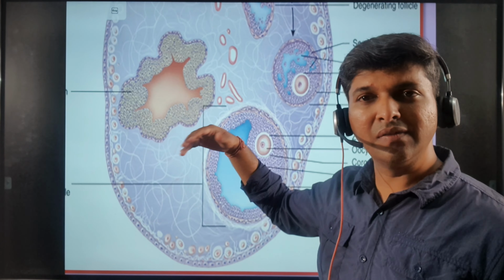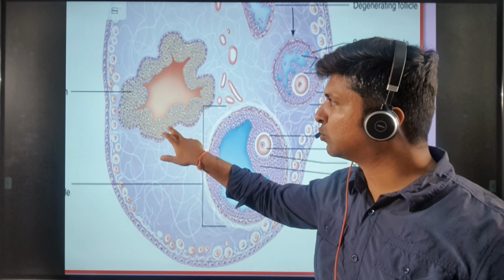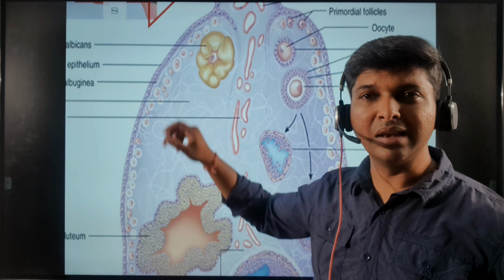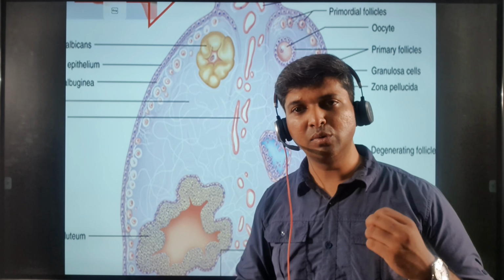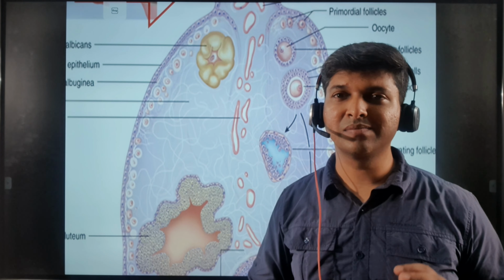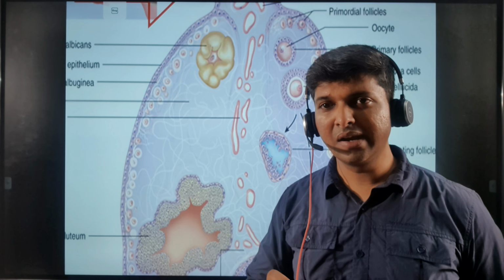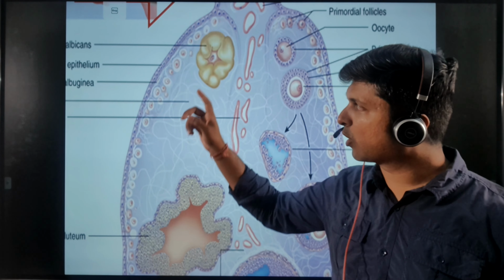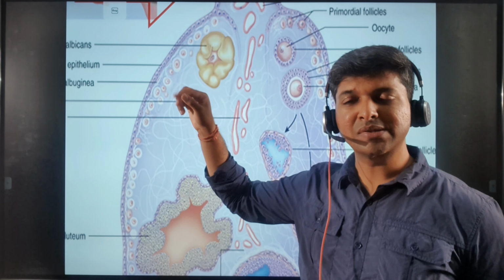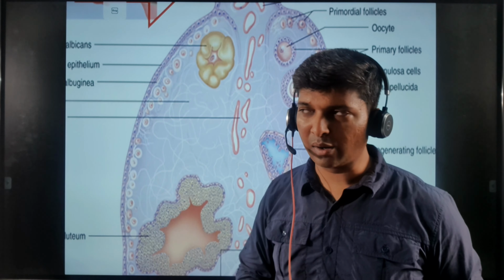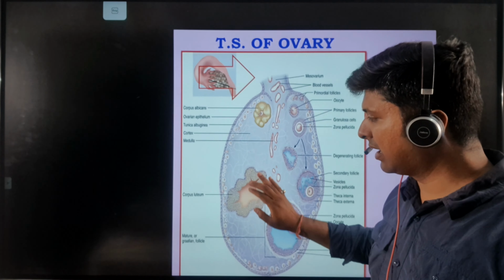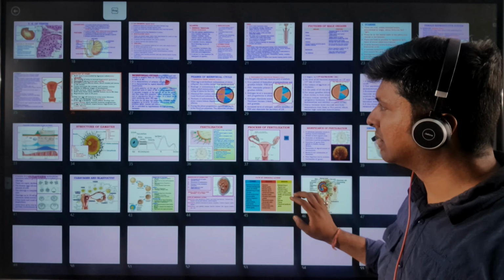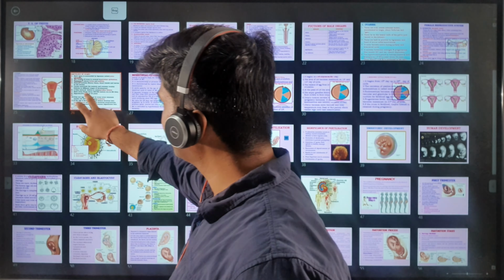And then if pregnancy does not occur, this corpus luteum degenerates into corpus albicans, which is thrown out during the first phase, that is the menstrual phase of the 28-day menstrual cycle. Okay, so along with the unfertilized egg, corpus albicans will also be thrown out. So this is a TS of the ovaries.